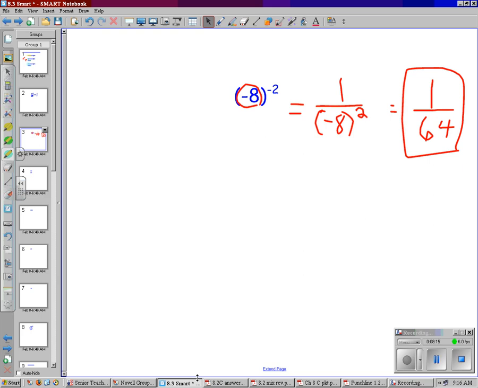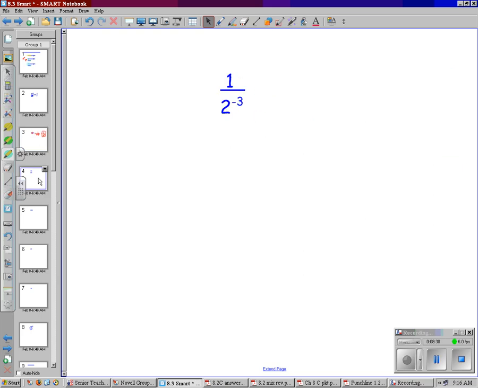Okay. Luke? So after we take negative 8 to the second and we get 1 over 64, that's our answer right there? That is your simplified answer. Let's try another one. 1 over 2 to the negative third power.